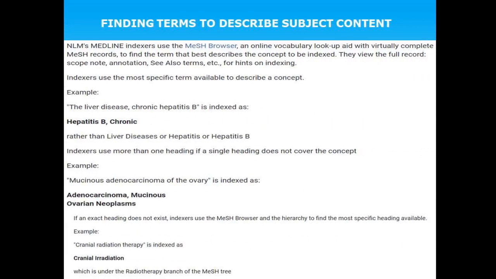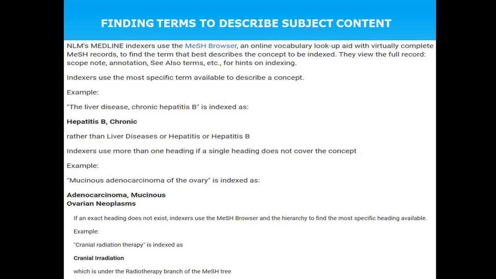Okay, fine. So next, first you determine the thought content of the subject. Now you have to find terms. Now you are identifying what subject it is talking about. Now you have to identify the best terms that represent the subject. Normally, indexers of Medical Subject Headings refer to the MeSH browser. It has a good, comprehensive list of vocabularies. When the article falls in the category of the indexed vocabulary, you can readily use it. Indexers use the most specific terms available to describe a concept.